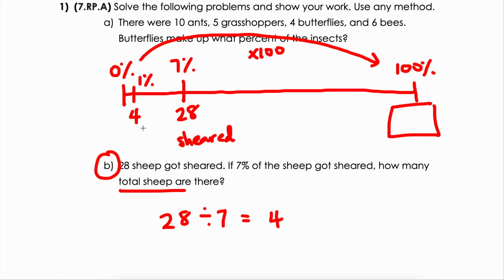And then since 4 is equal to that 1%, 4 also has to multiply by 100 to now get to the total of 100%. 4 times 100 is 400.